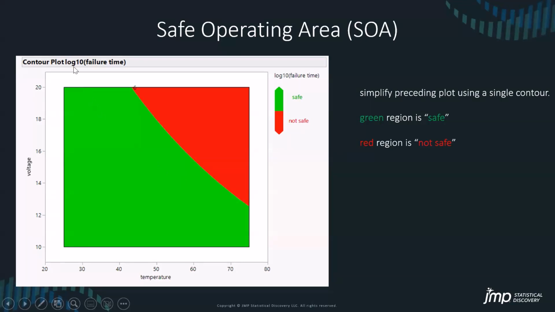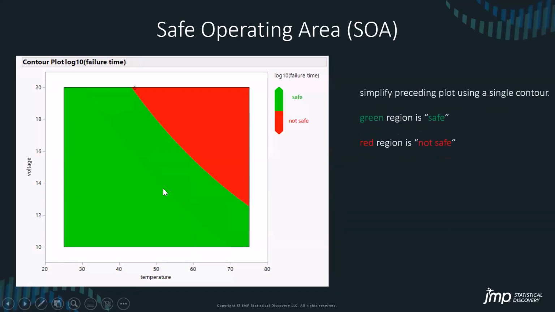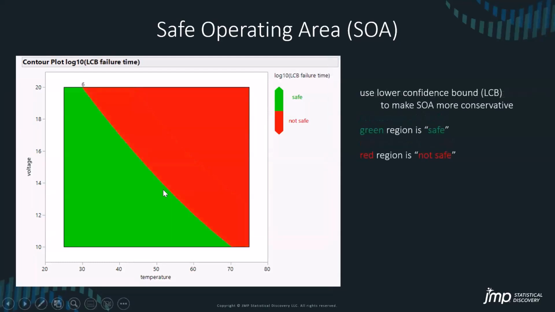But if you use the confidence bound, you get a quantitative estimate, right? So if I'm using the lower confidence bound, now I have a pretty good idea of how much margin I have. And now you can see that my safe operating area has been reduced, right? So now I know I can go to 60. If I go to 60 degrees C and say about 12 volts, I'm still pretty safe. I can go right up to this edge and I'll be okay. Right?